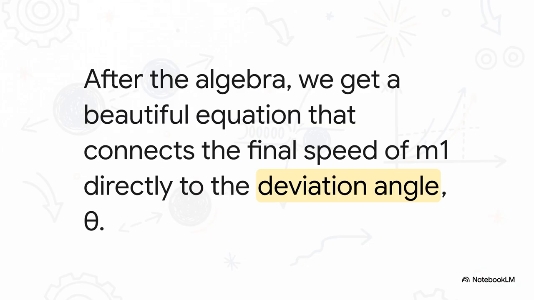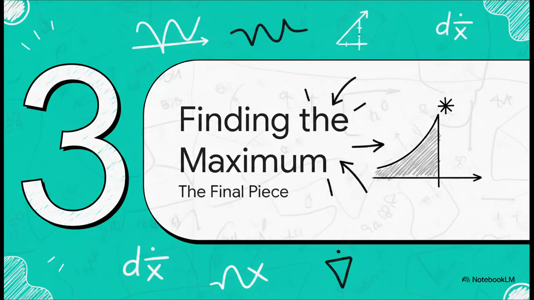It's a single, powerful equation that connects the final speed of our first particle directly to that deviation angle, theta. We are so close now. So we have this relationship, but remember, the question didn't just ask for the angle, it asked for the maximum angle. So how do we squeeze a maximum out of this equation? This is where we need just a little bit of mathematical insight.